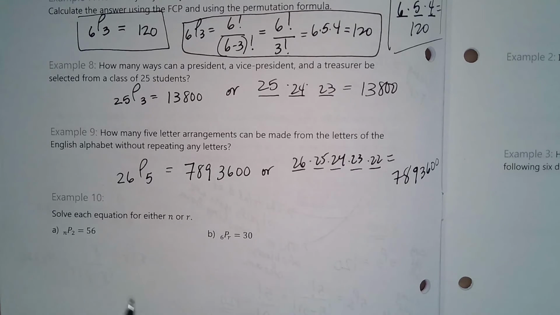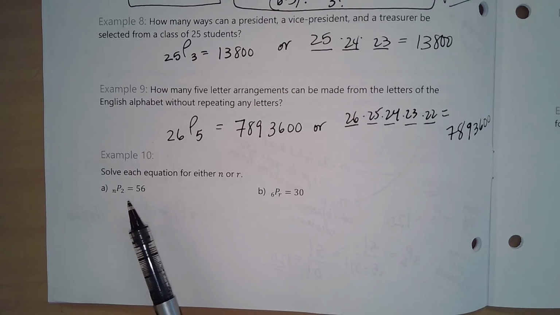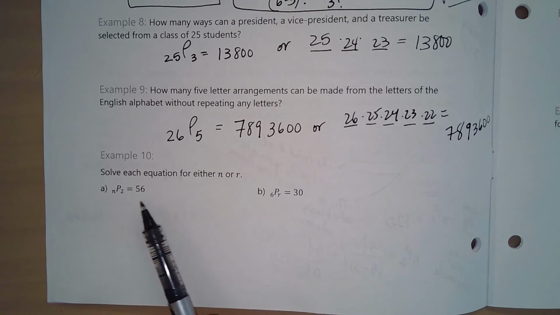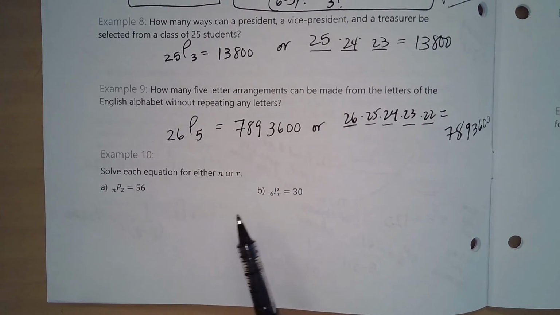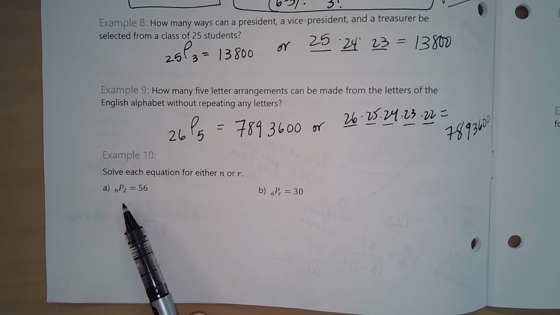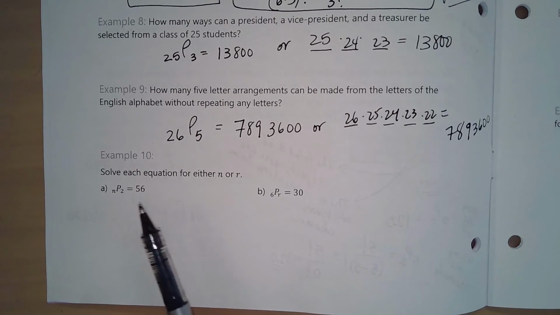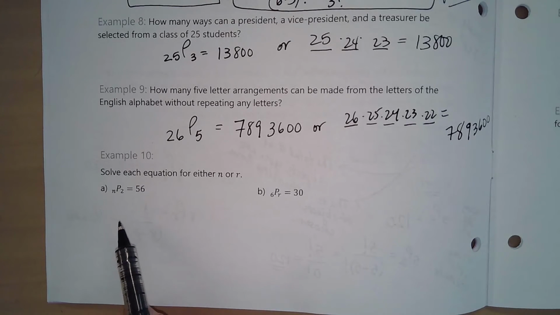And then it says, just so that you know how to maneuver and manipulate and recognize the formula, you might see one of these. It says, solve each equation for either n or r. So how would you solve a question like this? All it said was nP2 is 56. A couple of different strategies. I guess you could just trial and error it, right? Is there another strategy you might use, more formal maybe? Yeah, actually use the formula, right?